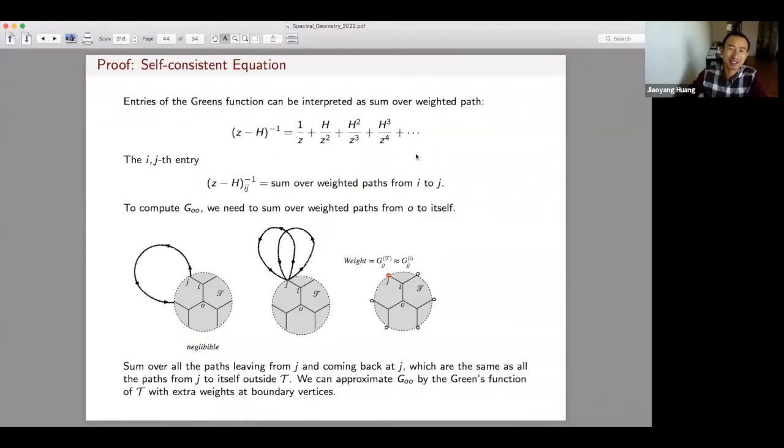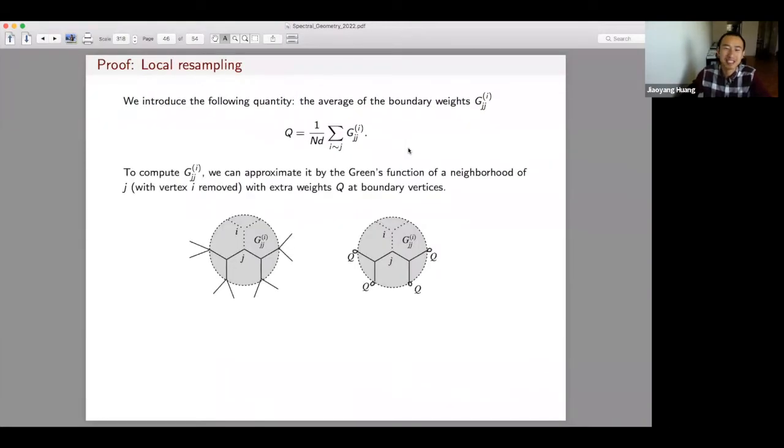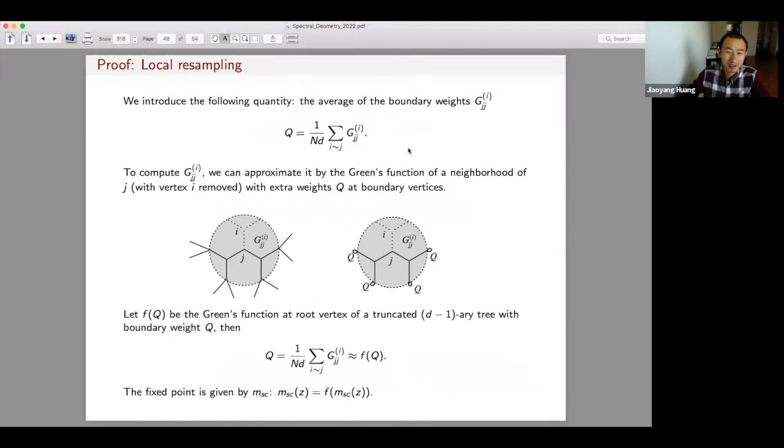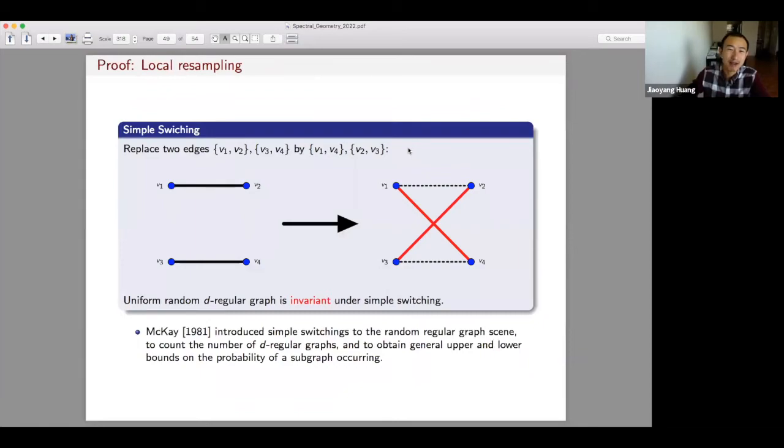Even the first step is not rigorous, because if z is very close to the spectrum, this expansion does not converge at all. And to make this more rigorous, we will use some randomness of the d-regular graph. And the way we use the randomness is through this simple switching. This is a very simple procedure: essentially just take two edges from the graph, (v1, v2) and (v3, v4), then remove these two edges and replace them by (v1, v4) and (v2, v3). So this procedure removes two edges and puts back two other edges. It preserves the degree, each vertex still has degree d. And more importantly, it preserves the underlying measure, the uniform measure of the d-regular graph.